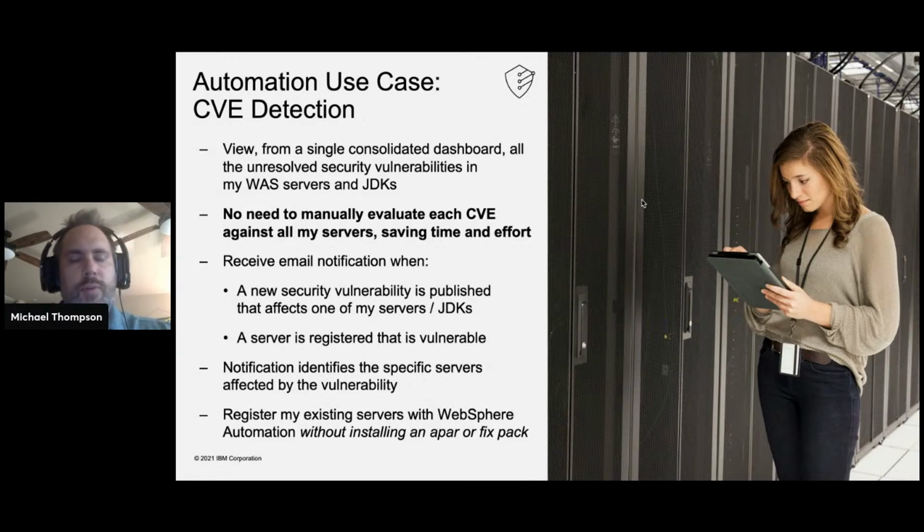With WebSphere Automation from a single consolidated dashboard, you can see all of your unresolved security vulnerabilities in your traditional WebSphere, Liberty, and IBM JDKs. What this means is you no longer need to manually evaluate each CVE against all of your servers, thus saving you time and effort. And you can receive email-based notifications that tell you exactly what elements in your environment are affected by a new security bulletin published by IBM, or when a new server that has a vulnerability is registered. These notifications come in the form of email so they can integrate with your existing workflows.